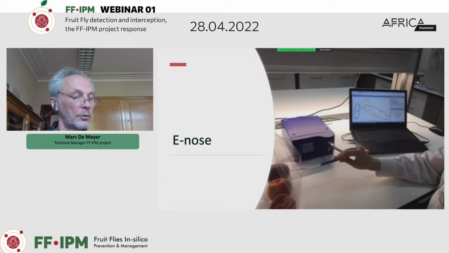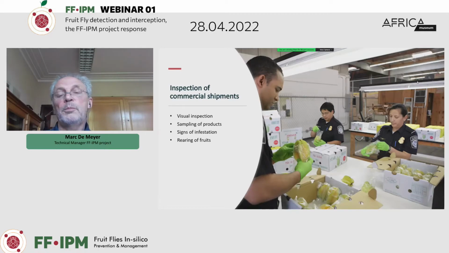Let's first start with the E-nose. What is an E-nose and what is it used for? Well, if fruits are being introduced, like in commercial trade, a part of it will be visually inspected. You will have inspectors who go through a percentage of the fruits that are being introduced. They will visually inspect them for puncture holes or for any damage done by other organisms and see if they can find any sign of infestation.